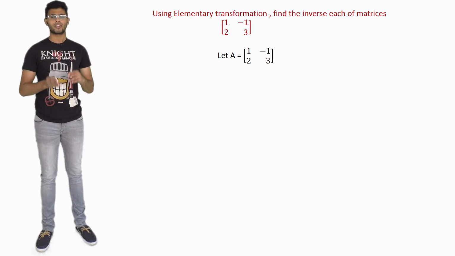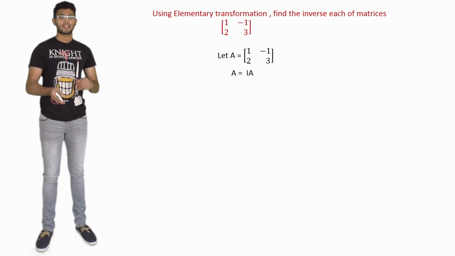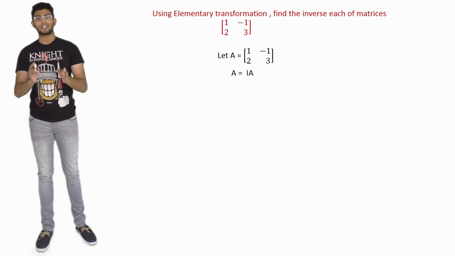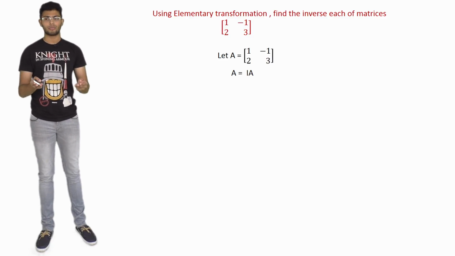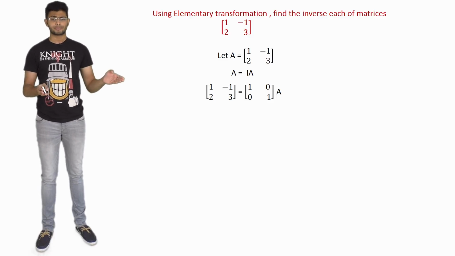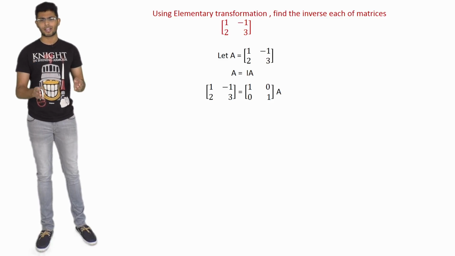Okay, so when you're finding the inverse of a matrix, you should always remember that a matrix is equal to the identity matrix times that matrix itself. So that's pretty obvious. So now what we're going to do is substitute the value of A on the LHS and the value of I on the RHS.